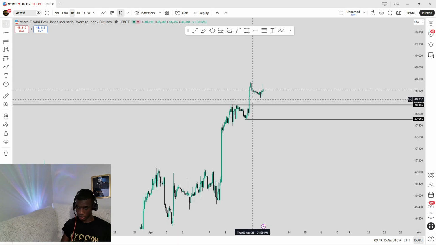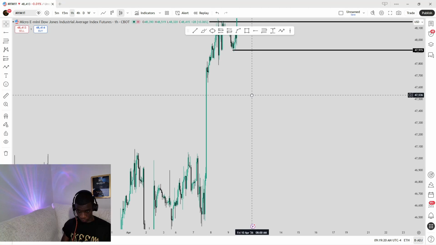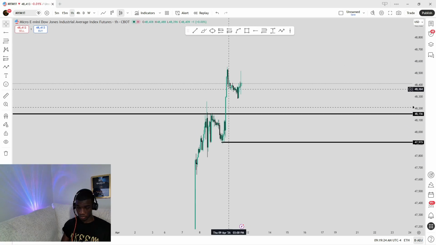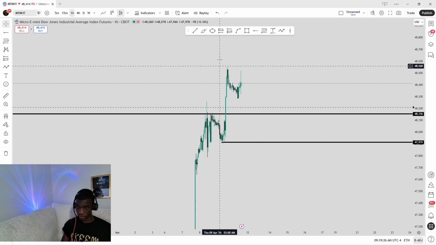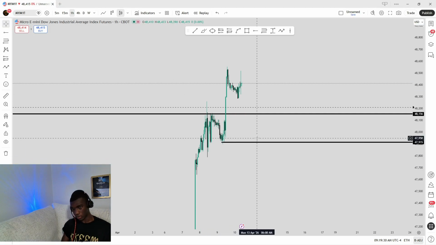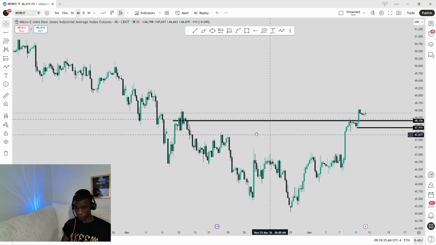Price broke that high, and the reason why this low is even valid here, the last low was down here, but the reason why this low is even valid is because price broke this high. So price broke this high, so we have a higher high, and then this low now becomes valid. So this is the last low here on the 1 hour or even the 4 hour.